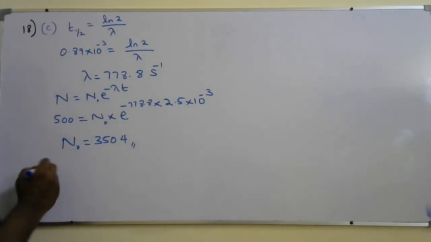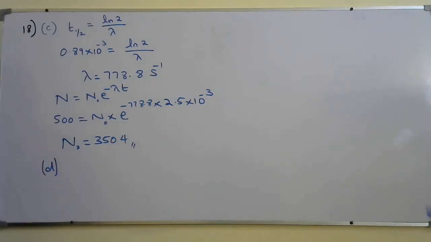D part. Explain a precaution necessary when handling a sample of an alpha emitting isotope.